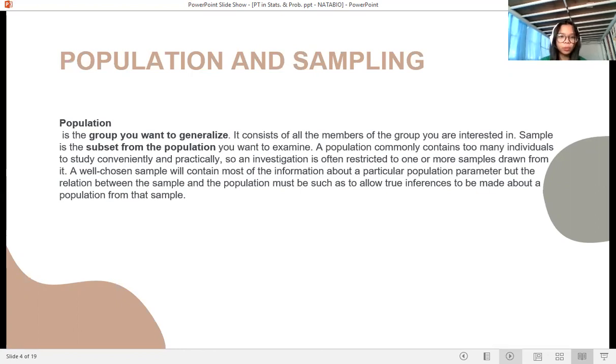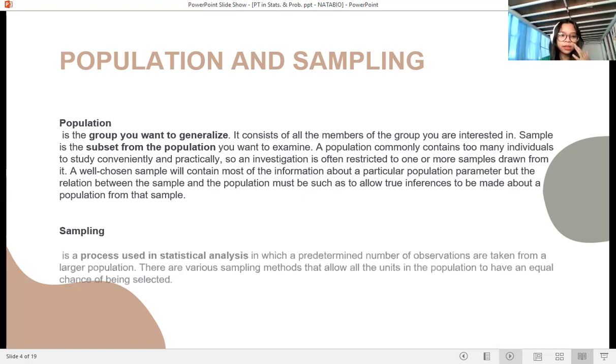A well-chosen sample will contain most of the information about a particular population parameter, but the relation between the sample and the population must be such as to allow true inferences to be made about the population from that sample. In short, the population is a group while a sample is the subset from the population, or the sample is a set that you choose or pick from the population.